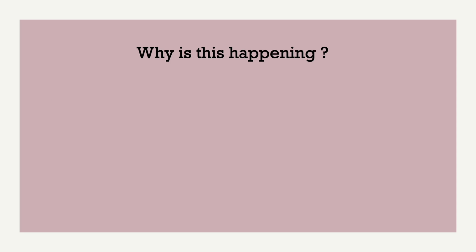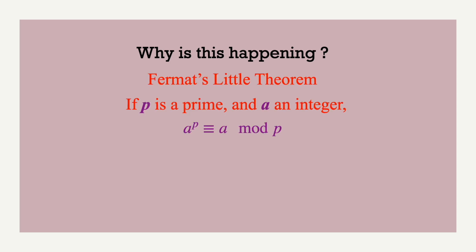Why is this happening? We'll use Fermat's little theorem. If p is a prime and a is an integer, a to the p is congruent to a, mod p, meaning p must divide a to the p minus a. Here's a couple of examples.